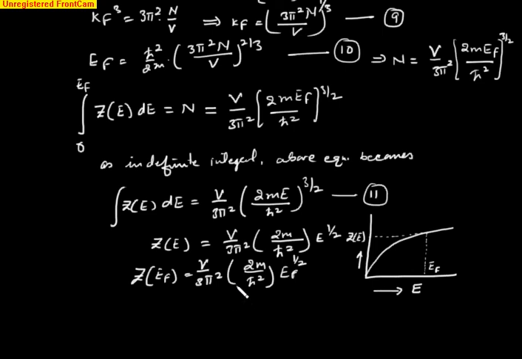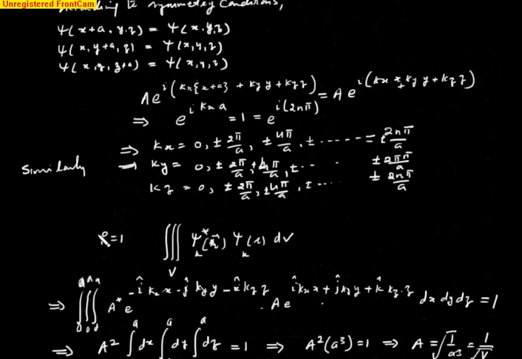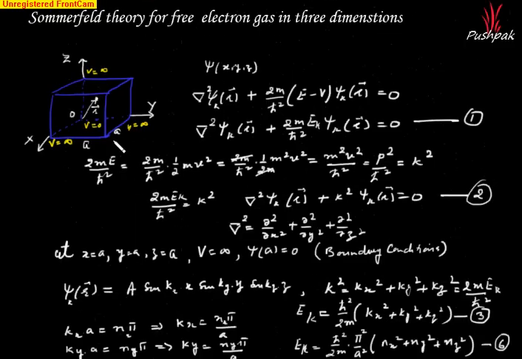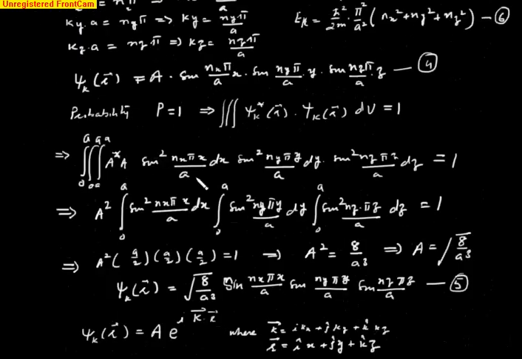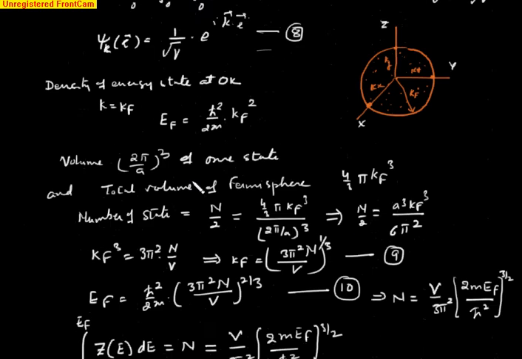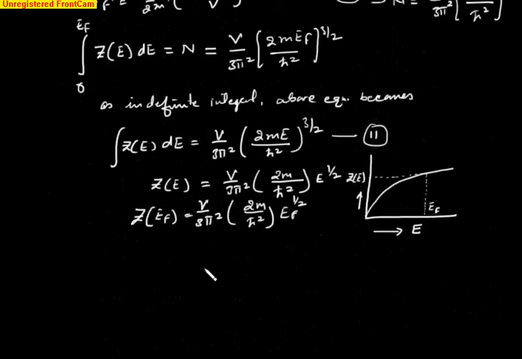So up to here, we have seen that by using Sommerfeld theory in three dimensions, we have taken care of the free electron in a metal, with the restriction that it cannot come out of it. We are now able to find the energy or density of energy states at a particular energy, and in this particular case we have determined the density of states at the Fermi energy.